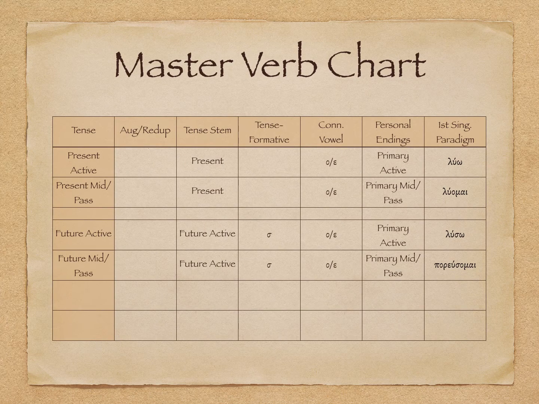The master verb chart, this will be something you just need to commit to memory. We looked at the present last week, and here the future active and future middle. And the words in the first singular paradigm: luo, luomai, luso, lusomai.